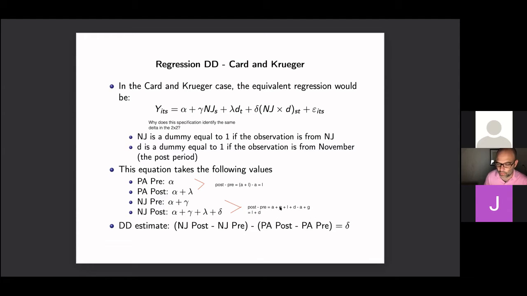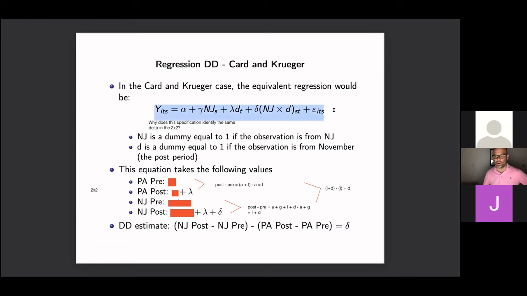So when we go through all these differences, what happens is we delete this one, we delete this one, we delete this one, we delete this one. And then when we do this difference, it's New Jersey minus Pennsylvania, the other area here. This is the untreated group. So then it becomes lambda plus delta minus lambda equals delta, right? So if we do the 2 by 2, then we will have isolated the delta parameter.